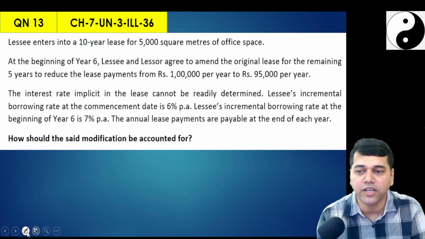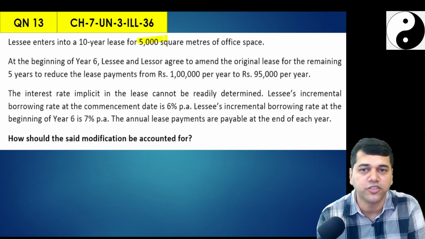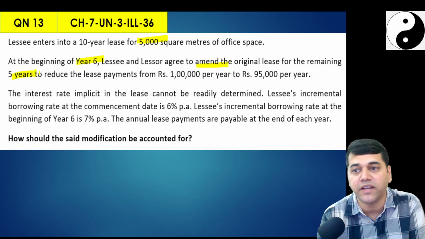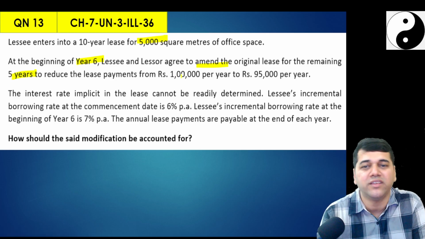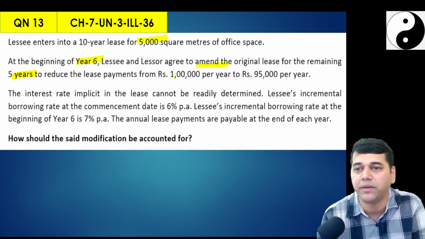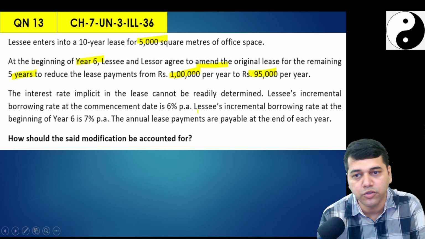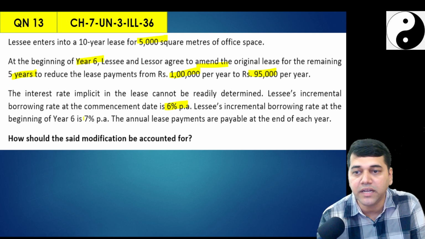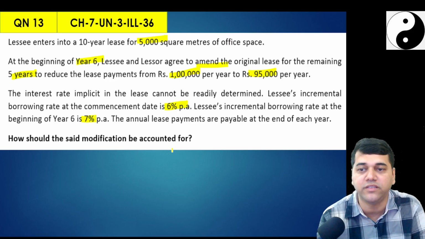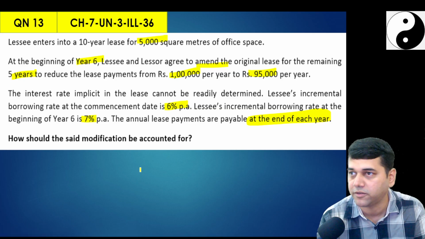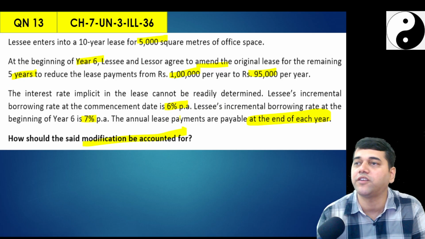Let's enter into a 10-year contract for 5,000 square meters. Beginning of the 6th year, that means how many years have you finished? 5 years you finished. You amend the lease for the remaining 5 years, no change in the term. But you say, sir, please reduce my payment. I cannot afford to pay 1 lakh. It is reduced to 95,000. The interest rate you didn't know, so the borrowing rate is 6% when you took the lease initially, and the incremental rate at the beginning of the 6th year is 7%. Okay, good. Lease rent is payable at the end of every year. How should the modification be accounted for?